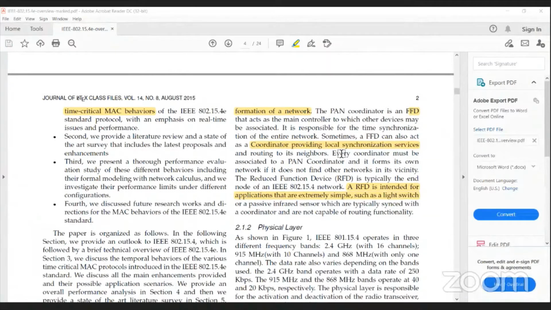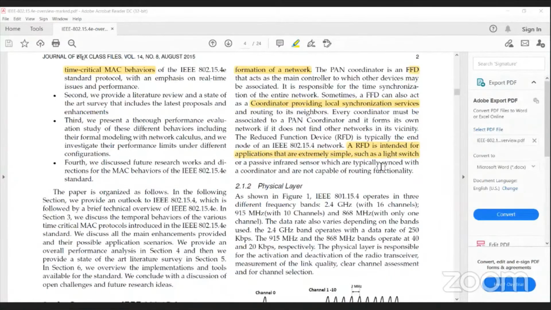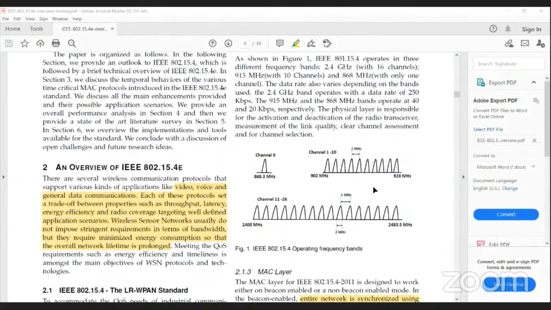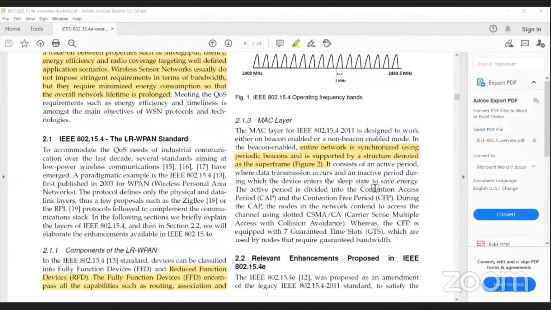Whereas RFD is intended for applications that are simple. They could be end nodes. Essentially, RFDs are end nodes in the system here. So that he talks, and then I mentioned to you about bandwidth and all that. I don't think we should spend time here. I did mention to you about the two modes.